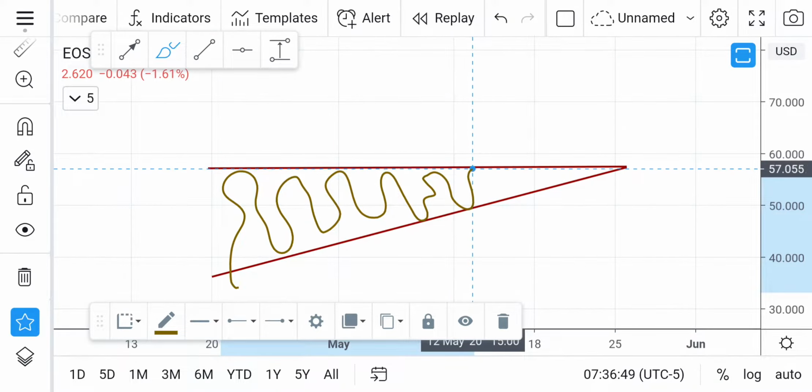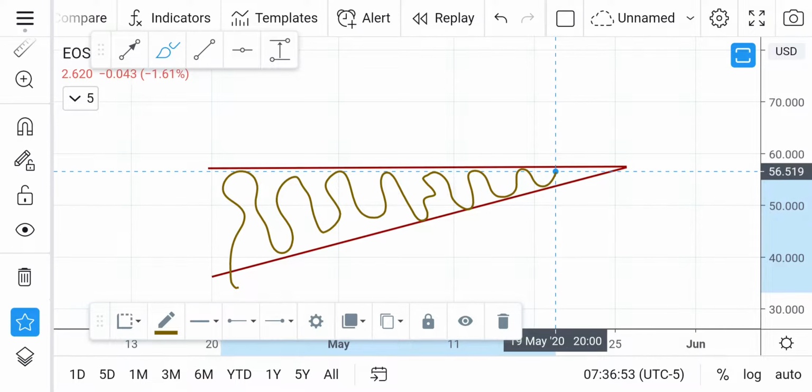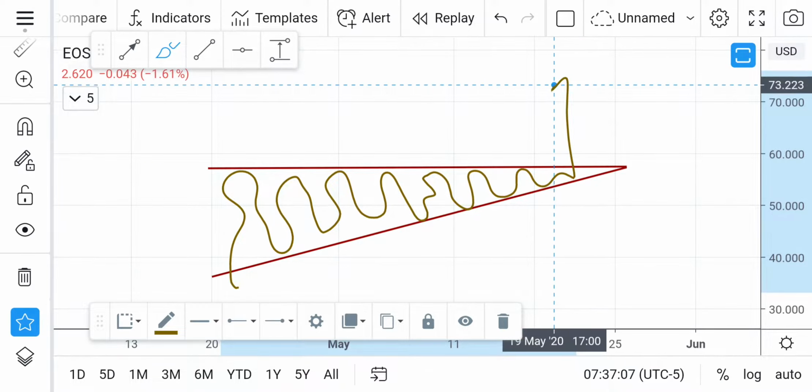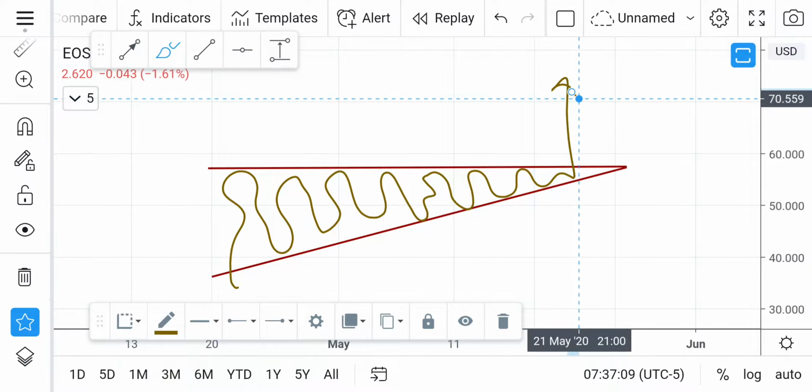So the price is going to be moving through the channel like this, and because it's an uptrend, price is above the 200 period moving average. What is going to happen is that you are going to have a breakout towards the upside. That is, price is going to break above the resistance like this. You are going to have a breakout. So that is an ascending triangle for you.